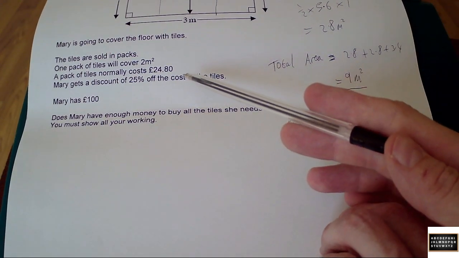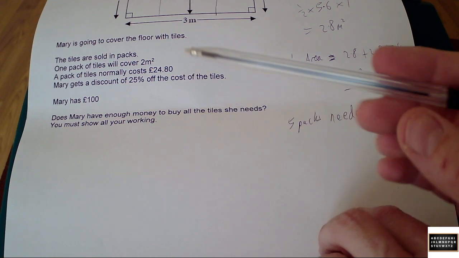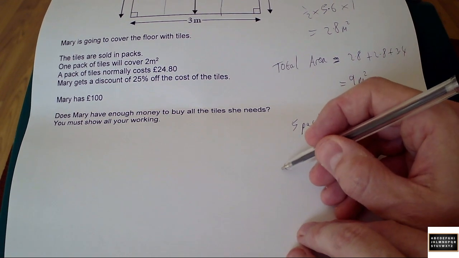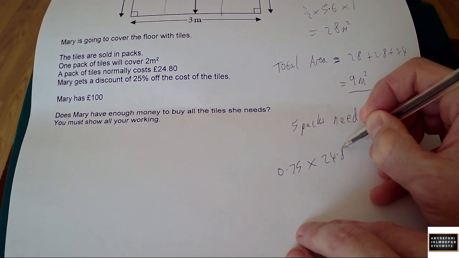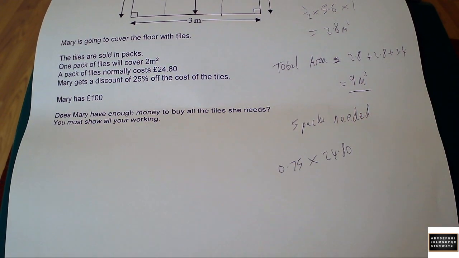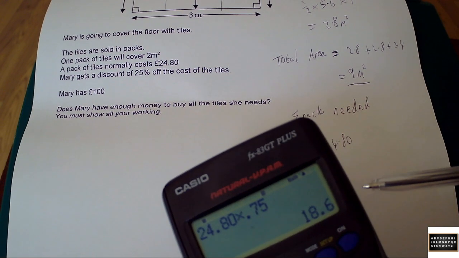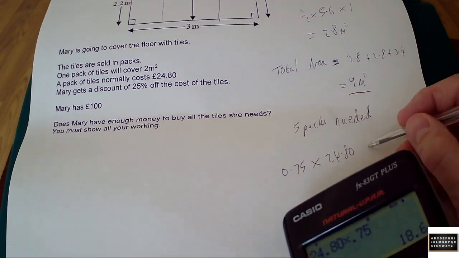The pack of tiles, £24.80, she's getting 25% off. So we need to do 0.75 of £24.80 to work out what 3/4 of £24.80 is. Again, you might want to reach for a calculator. I don't necessarily feel that you need to here. You could probably work this out, but I'll just reach for the calculator. It seems easier to me, but £18.60 is what you'll get.